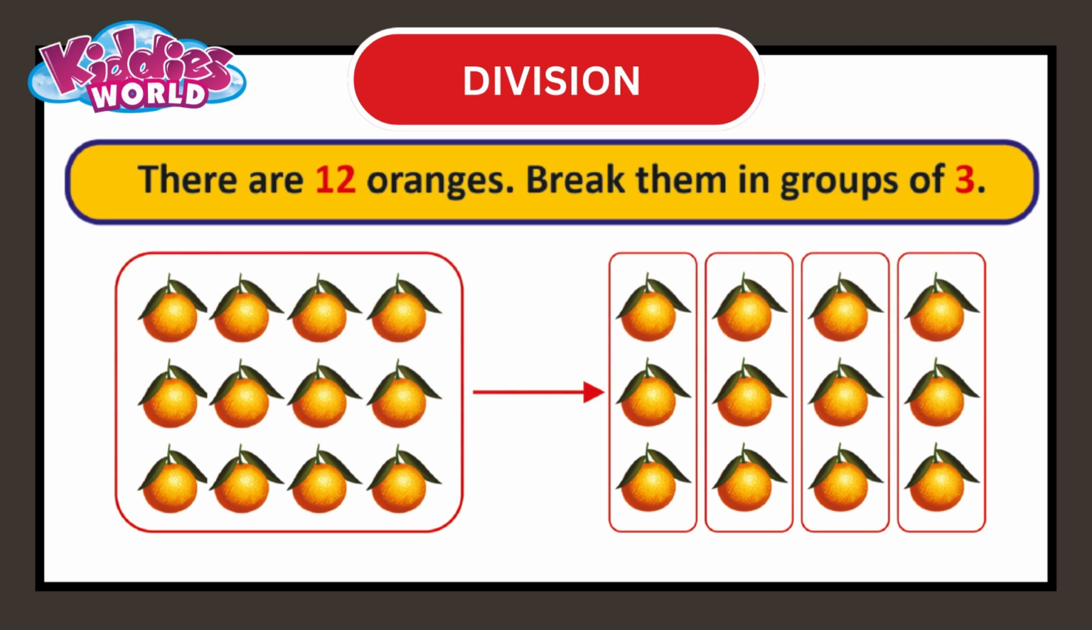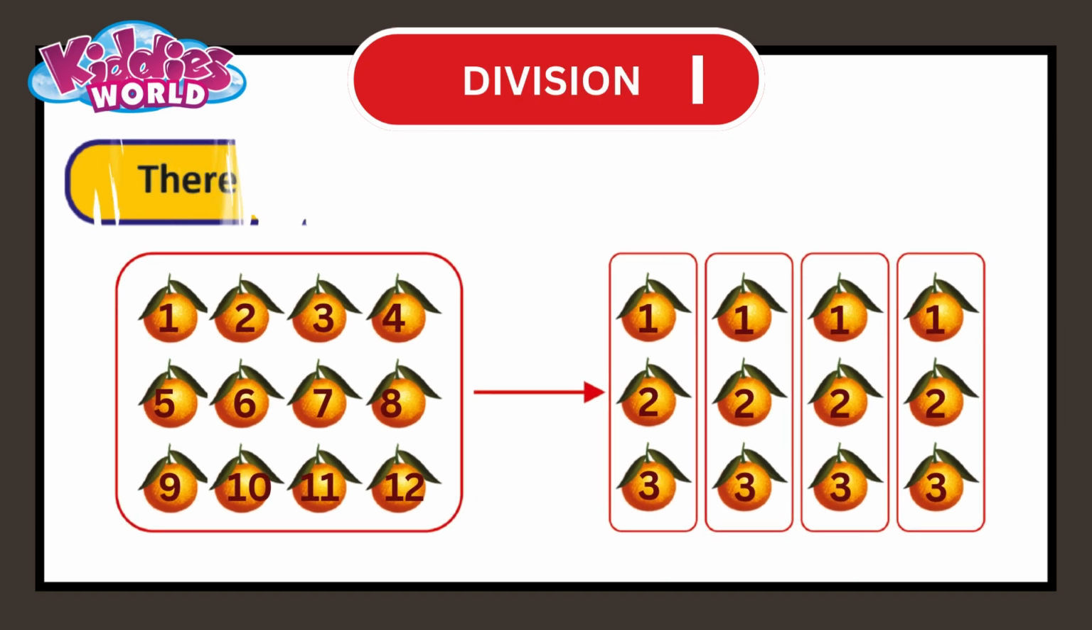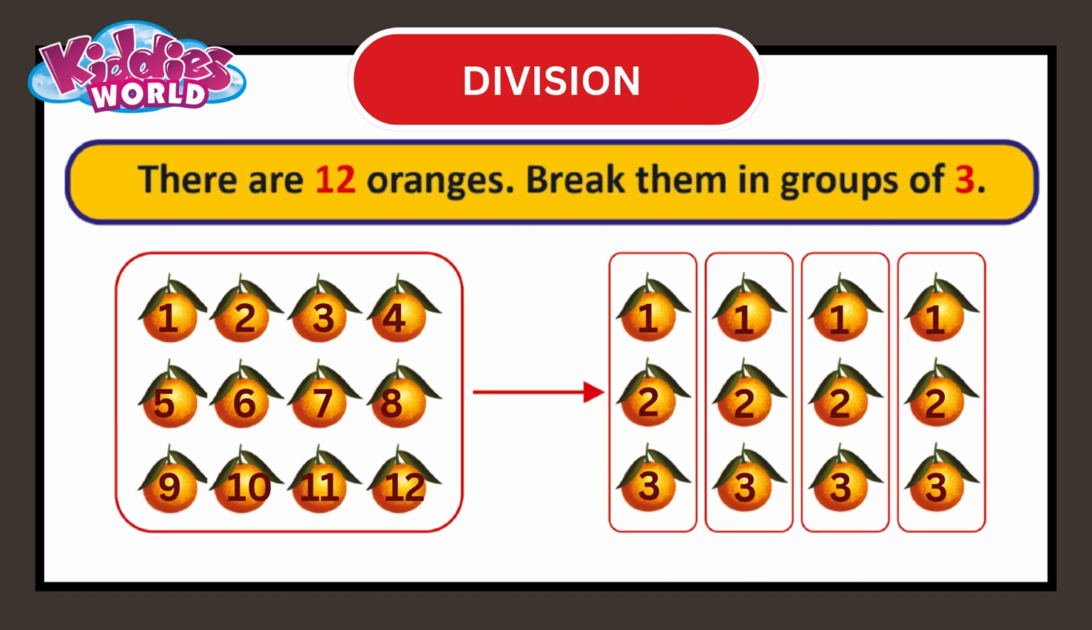Step 3. Now let's write the division equation. We started with 12 oranges, divided them into groups of 3, and got 4 groups. So 12 divided by 3 equals 4. This means there are 4 groups of 3 oranges.